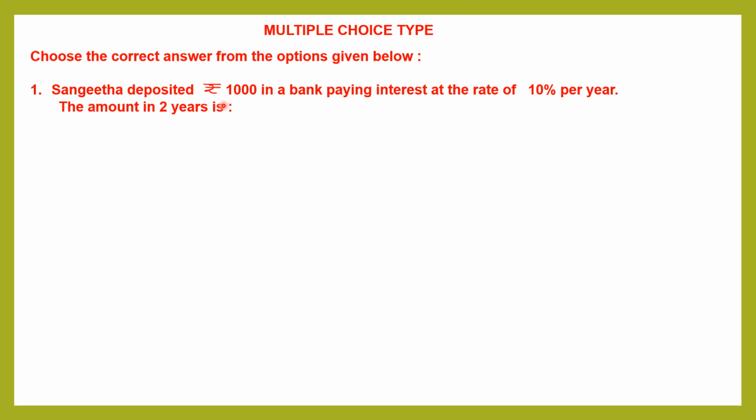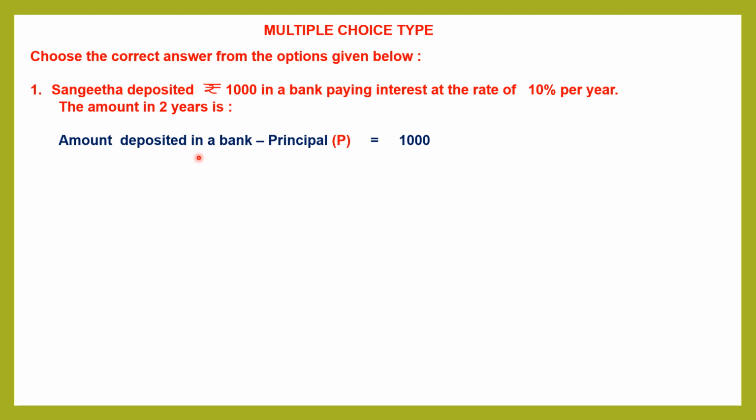Sangeeta deposited 1000 rupees in a bank paying interest at the rate of 10% per year. The amount in 2 years is. So we have been asked to find the amount. We have been given the principal, the rate of interest and the time. Now we have to find the amount. So let's write what's given to us.